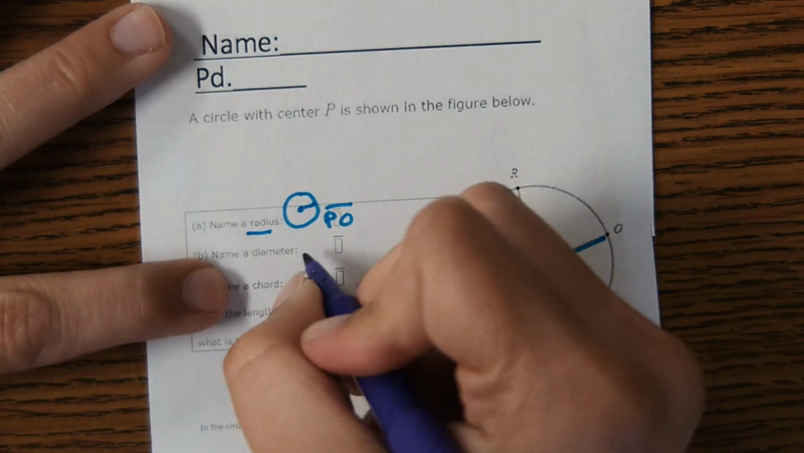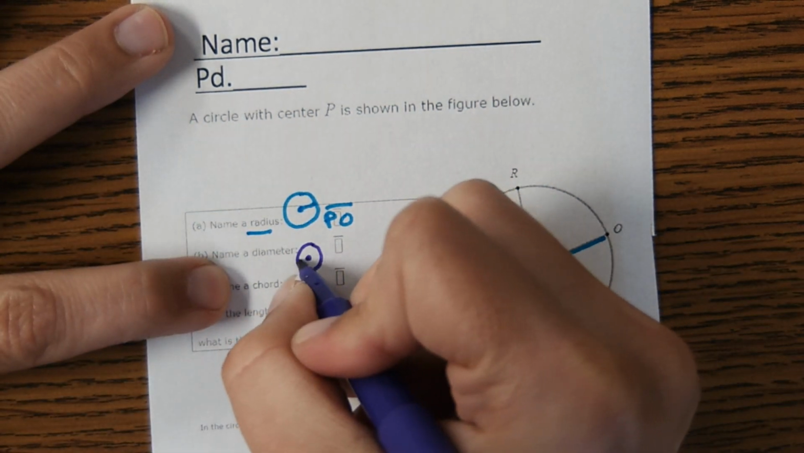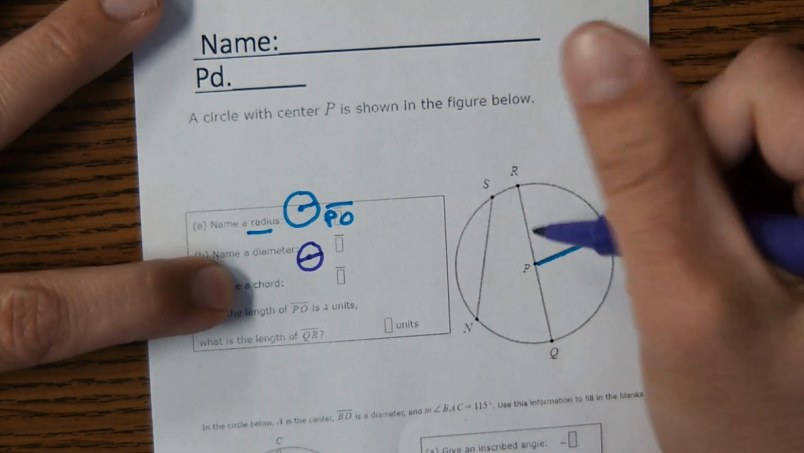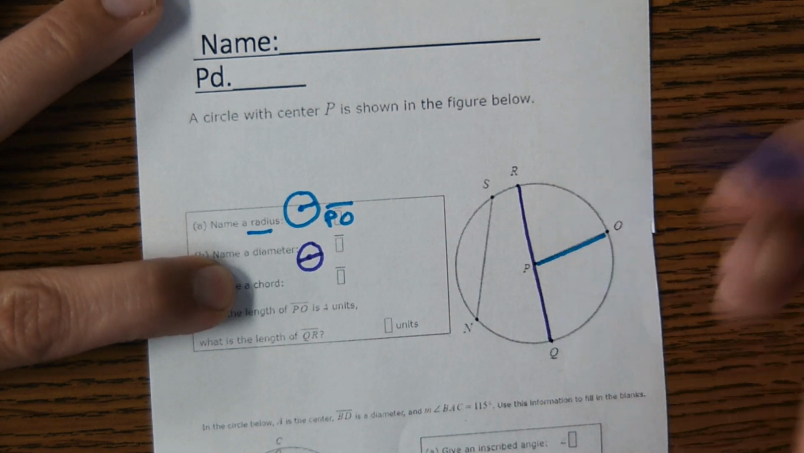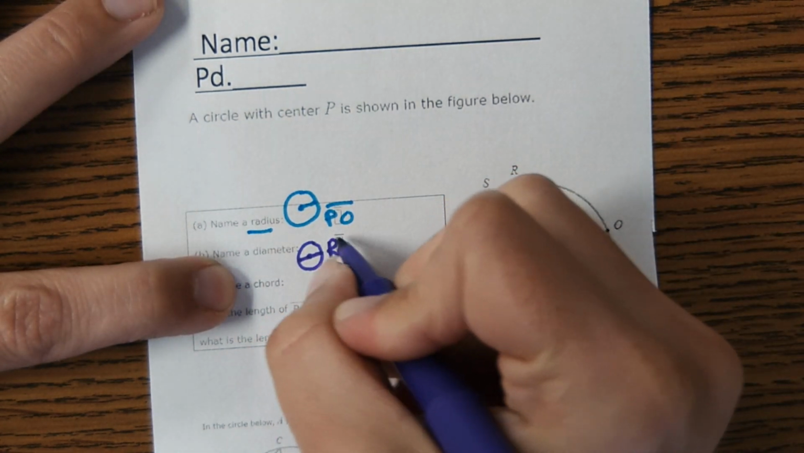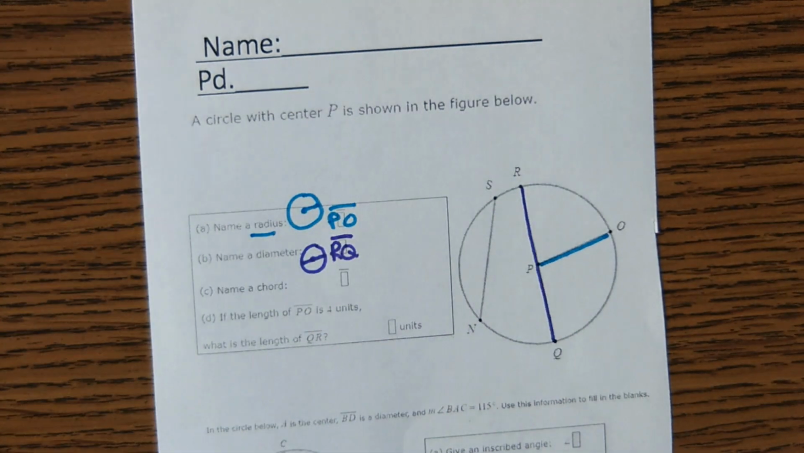And then diameter is a line that goes all the way across the circle through the center. So that would be like RQ. You could also say QR. That would also be correct.